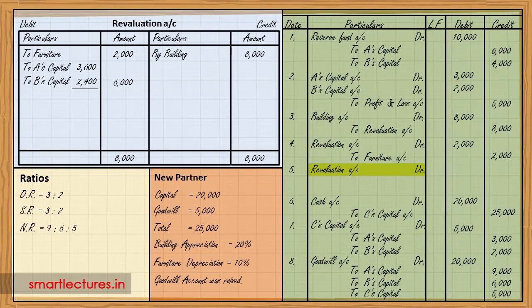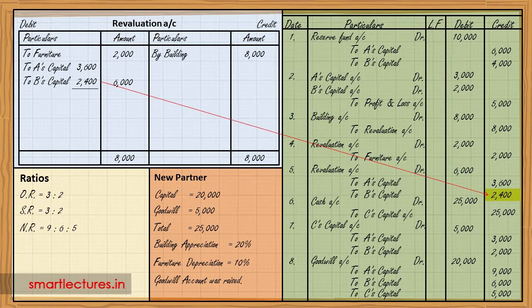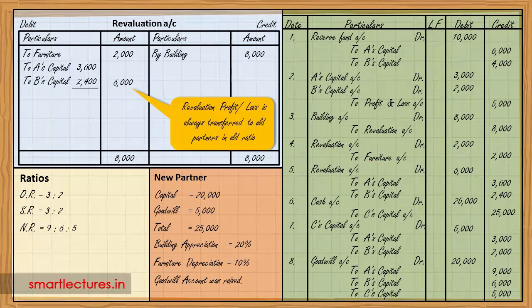We had left space for the journal entry for profit or loss on revaluation. Now go back to the journal entries and draw the journal entries, and that will be revaluation account debit to A's capital, to B's capital 6,000, 3,600, 2,400. This profit has been distributed in old ratio of 3:2.